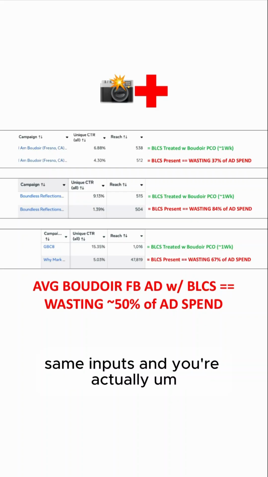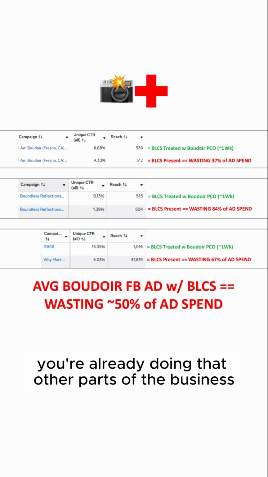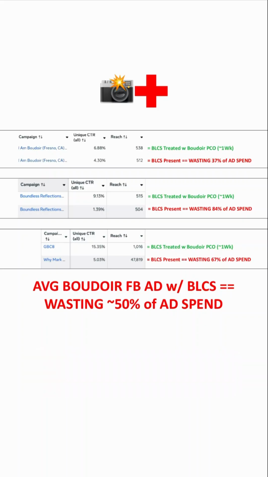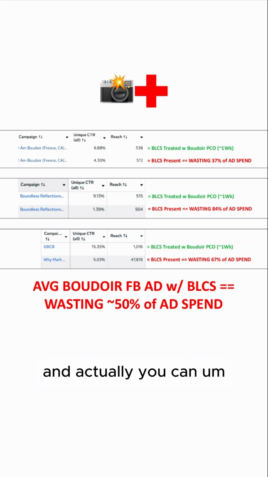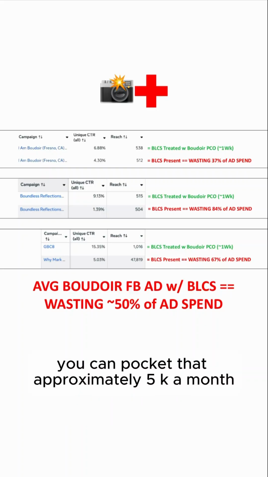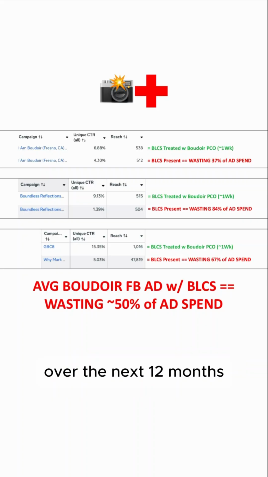And you're already doing that in other parts of the business and you decided you now want to do it with your Facebook ad portion of the business because you've seen that that Boudoir Pico can, on average, eliminate 5K a month in wasted spend. And actually, you can pocket that approximately 5K a month, no longer wasted spend. That'd be like 60K over the next year, over the next 12 months.